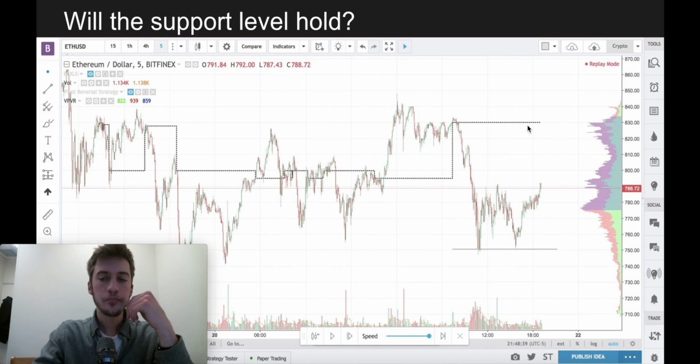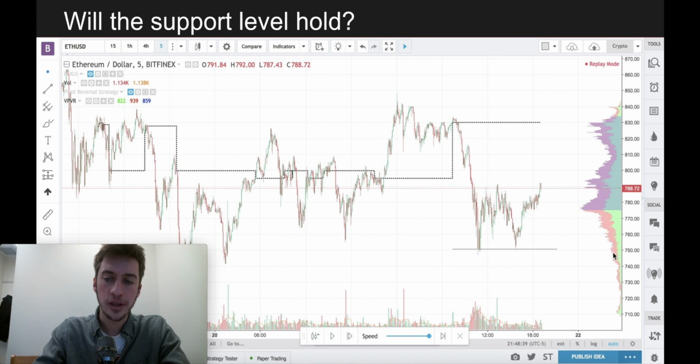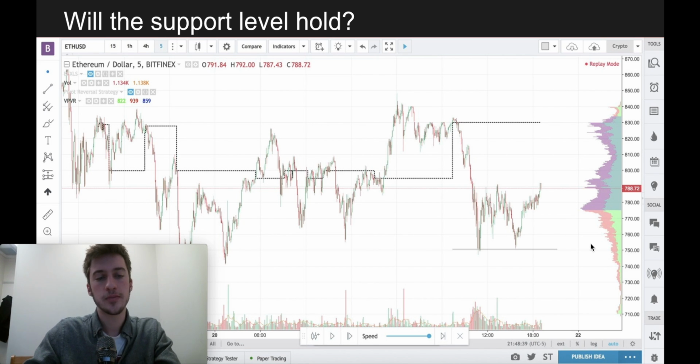Okay, so we have a lot of heavy volume on the upside. Now, my question to you guys is, if price came back down to this level, would it hold? And base your answer off clearance and what you know about LVNs.